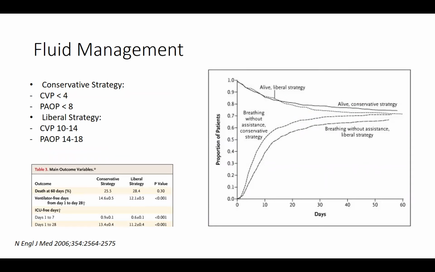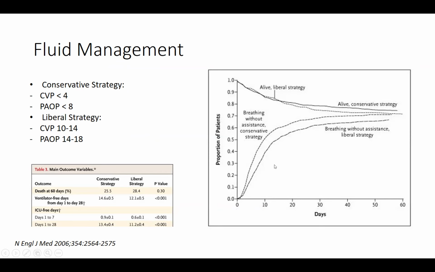All right, in the last few minutes, fluid management, conservative versus liberal strategy, meaning do you keep them dry or do you keep them wet? So this was a study done, this was the FACT trial. It looked at two different things. One of them was the fluid approach, and they had a pulmonary arterial catheter. Their goal was either a wedge pressure of 8 or 14 to 18. That's conservative versus liberal. If they had a CVP, their goal was 4 versus 10 to 14.